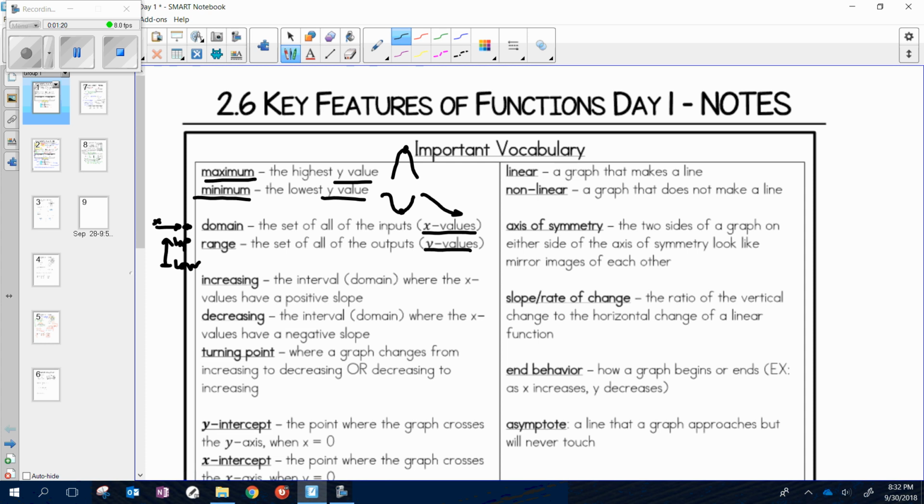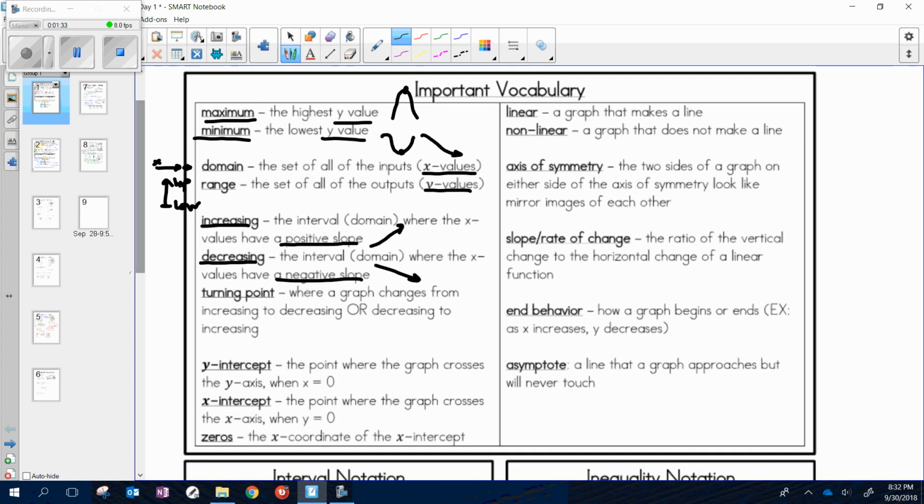Range is y. Increasing and decreasing have to do with slope, positive slope, negative slope. So I picture a line that goes up and a line that goes down. Turning point. That's where a graph changes from increasing to decreasing. So it could reach a maximum point, or from decreasing, going downhill, to going uphill, so it reaches a dip or a low point. So the turning point is this point that I've shown in the picture.